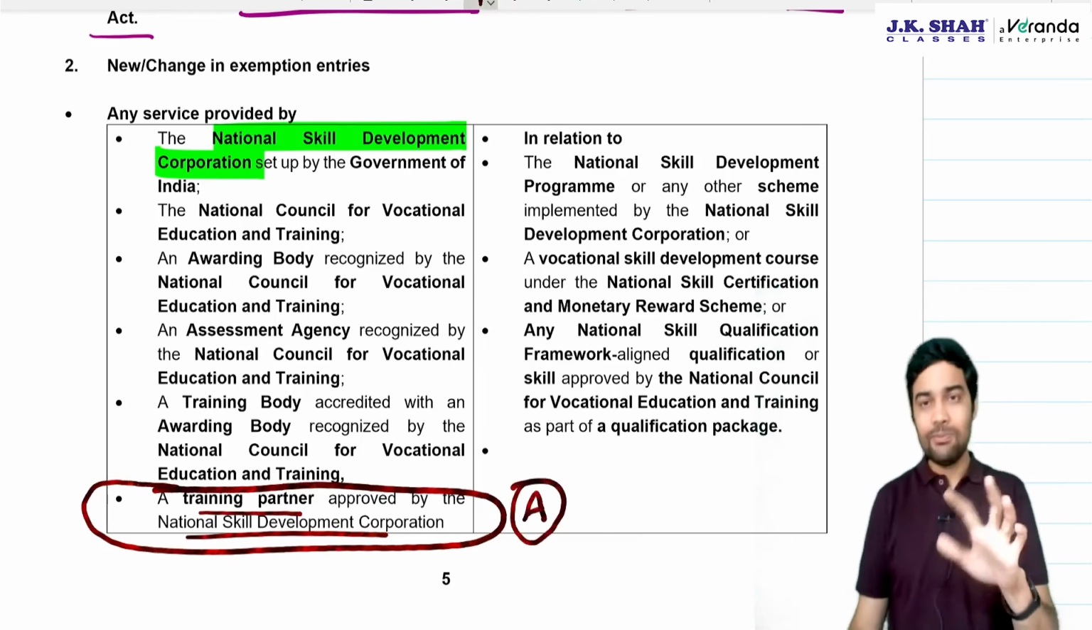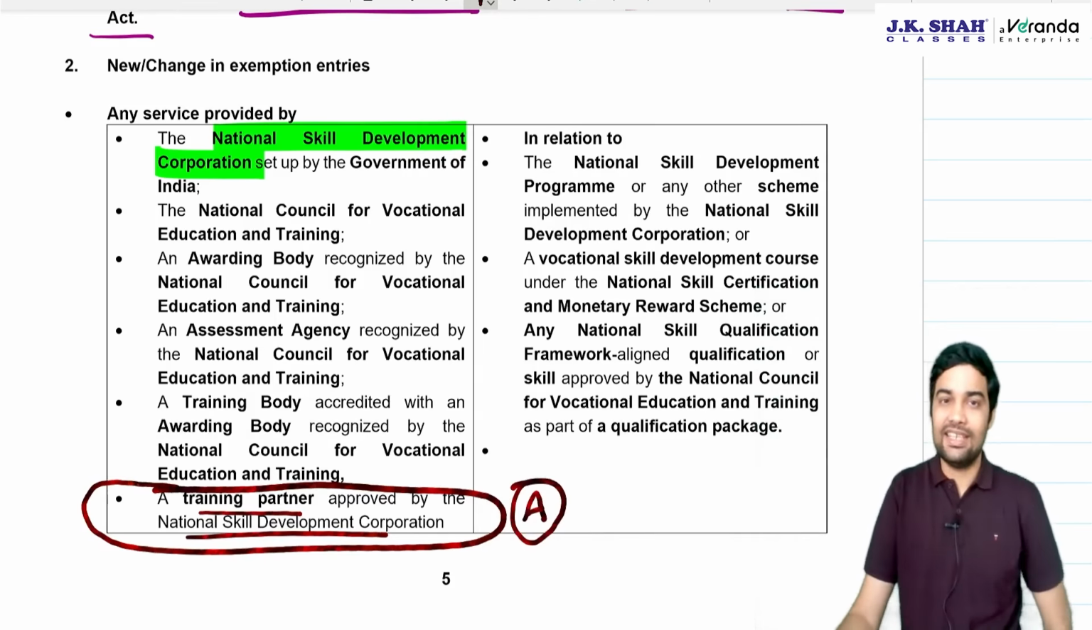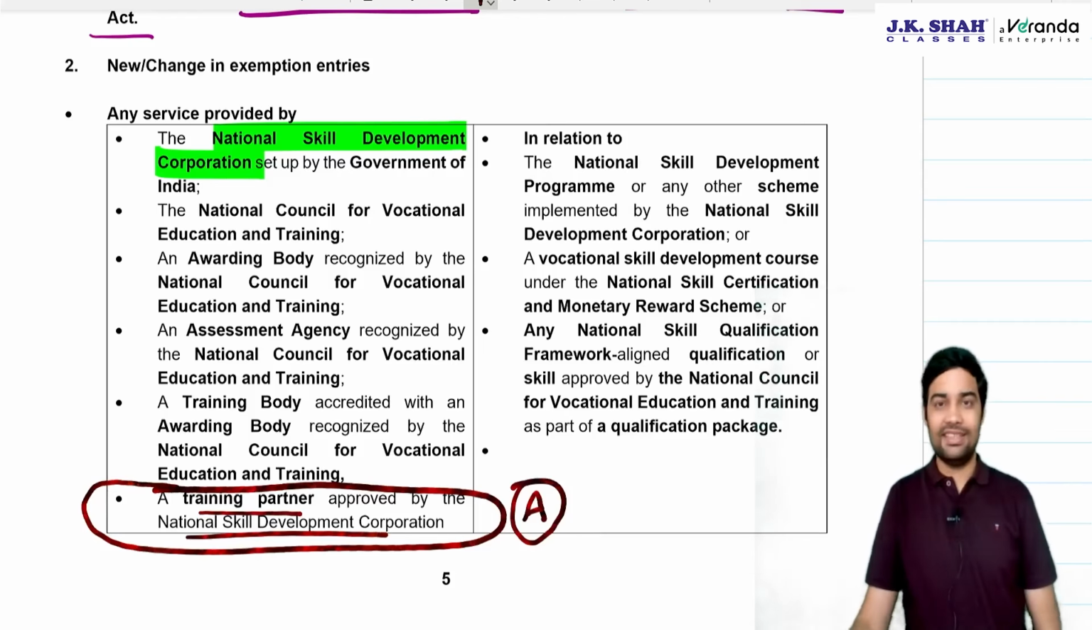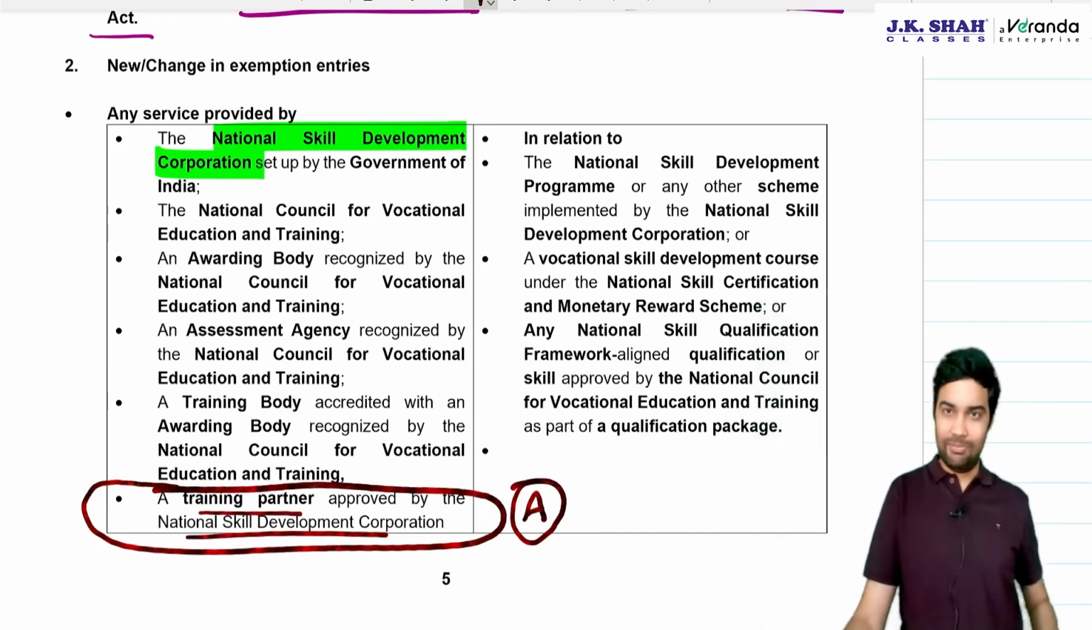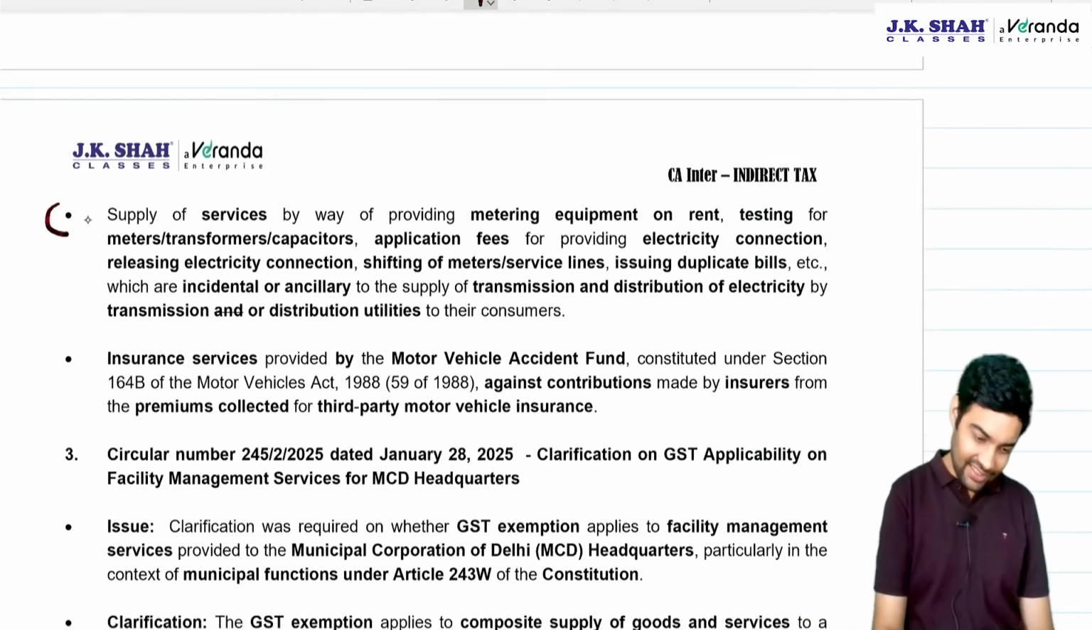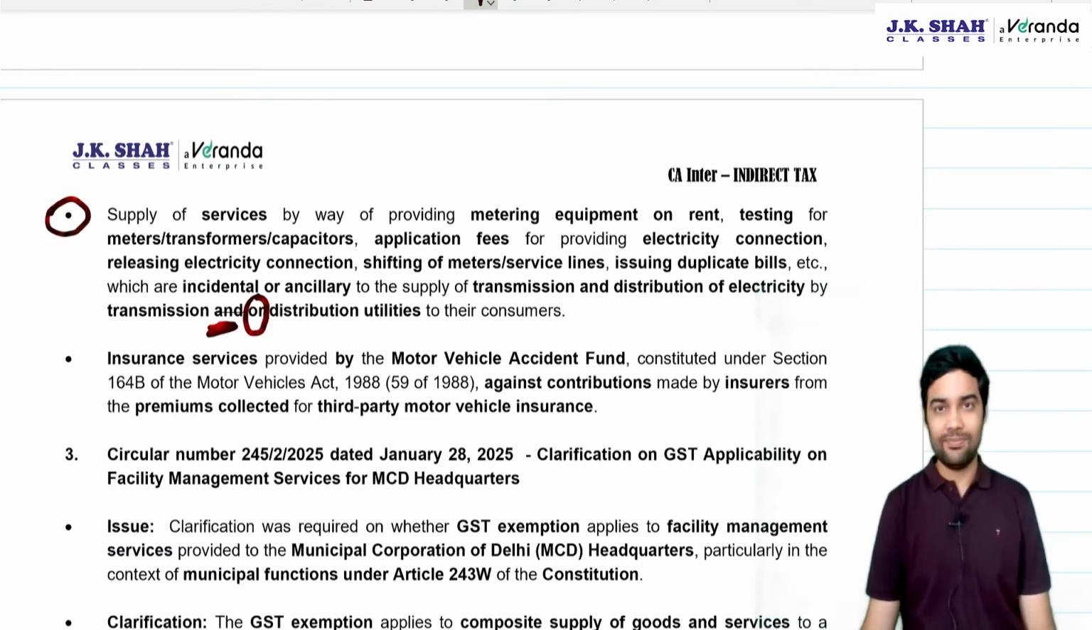They can frame a question saying that a training partner approved by NSDC collected 5 lakh rupees. Whether GST will apply? The answer is no, GST will not be applicable. Then in this entry, there is only one word added: instead of and, they have mentioned or.